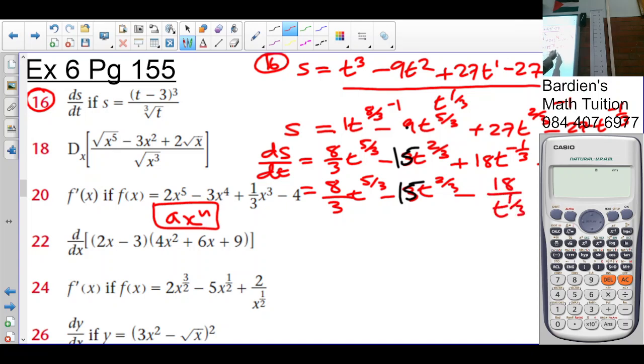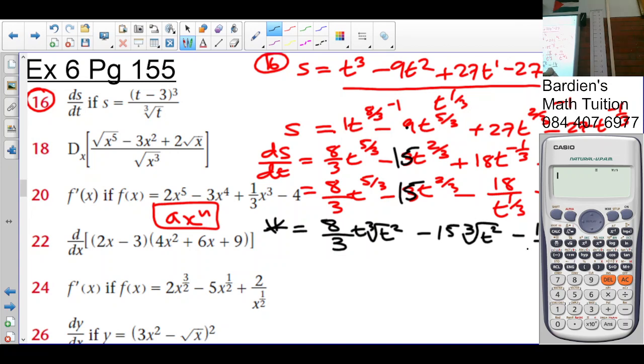I'm joking. My mistake. 9 over t to the 4 over 3. Again, you don't have to write it in a radical form, but again, it could be written in radical form. So it's 8 over 3. There's one whole t, so it's t times the cube root of t squared, minus 15 times the cube root of t squared, minus 18 over the cube root of t, plus 9 over 1 full t times the cube root of t. Okay.